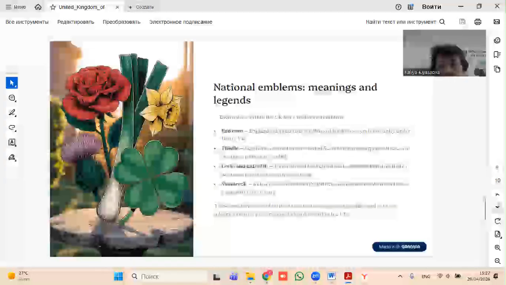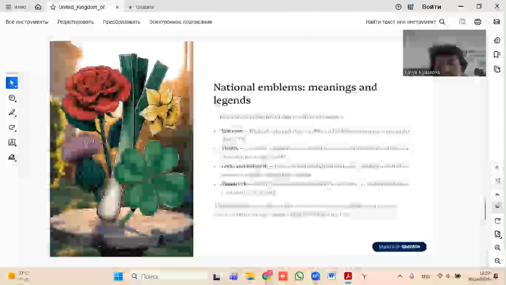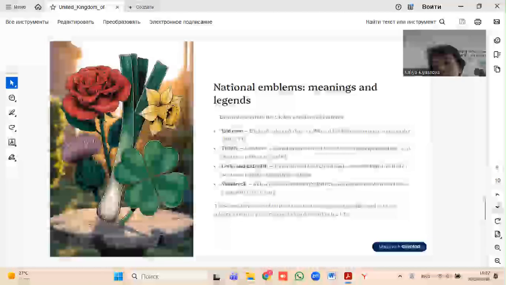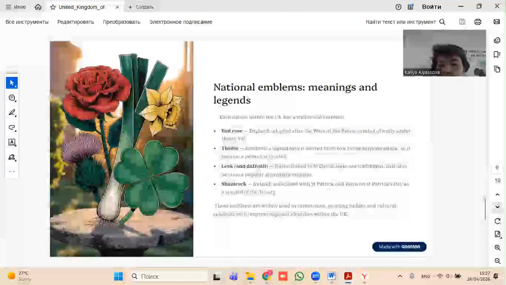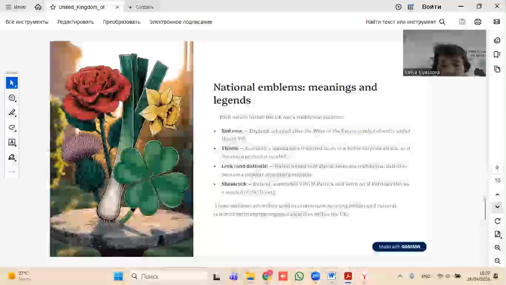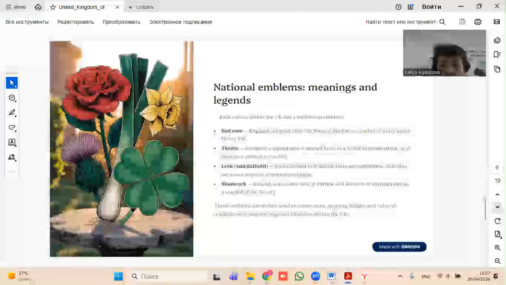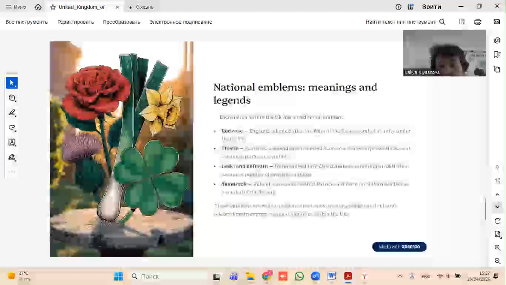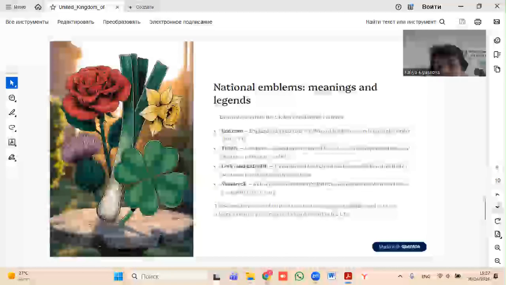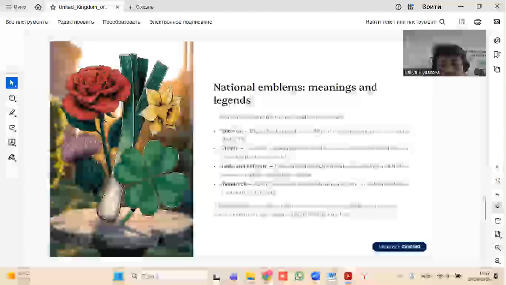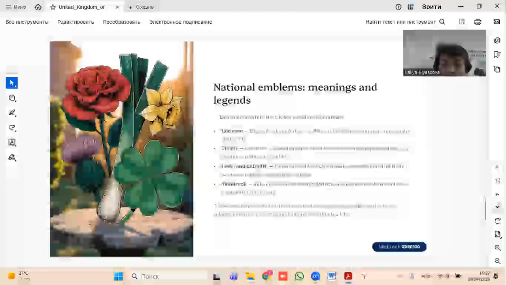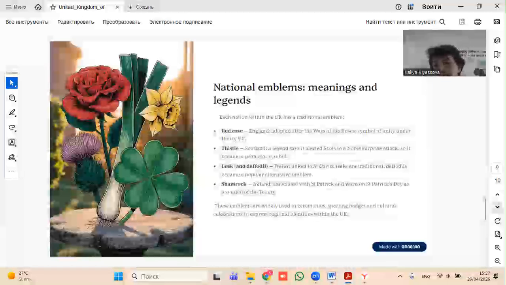It is associated with St. Patrick and worn on St. Patrick's Day as a symbol of the Trinity. These emblems are widely used in ceremonies, sporting badges, and cultural celebrations to express regional identities within the United Kingdom.